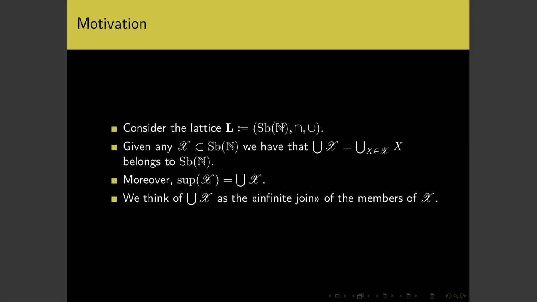Consider the lattice L, whose elements are subsets of the natural numbers and whose meet and join operations are intersection and union. This is an example that we have seen before.